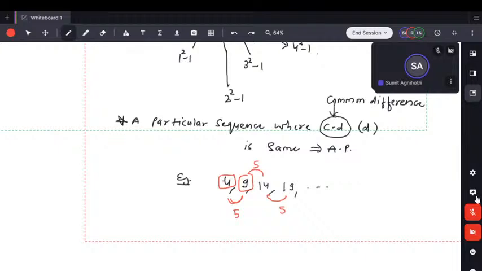Even we have other sequences like GP. The question arises, what is GP? I will just give you a brief idea about GP because we have AP in our syllabus and we are confined to AP only, but you just learn what GP is. GP means geometric progression, and here common ratio is same.